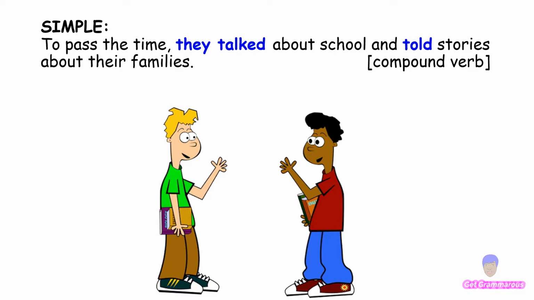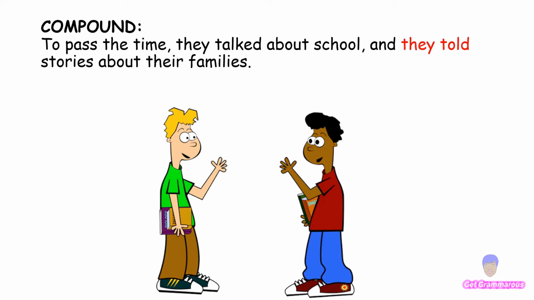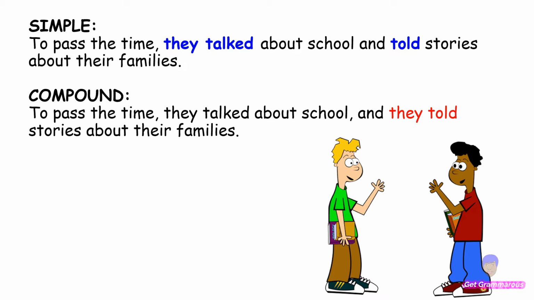Another example, simple sentence. To pass the time, they talked about school and told stories about their families. The compound verb in this sentence is talked and told. Let's look at an example of a compound sentence. To pass the time, they talked about school, and they told stories about their families. This sentence is a compound sentence because it has two independent clauses joined by the conjunction and. See the difference?